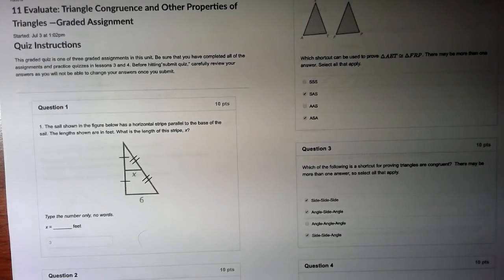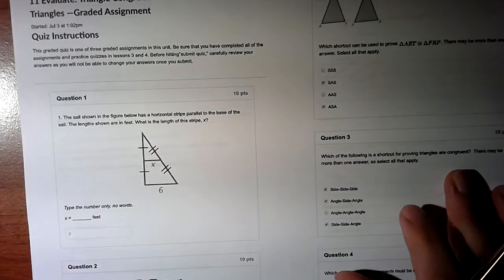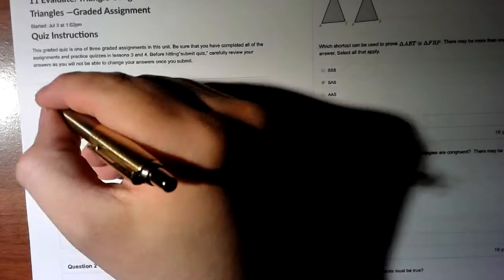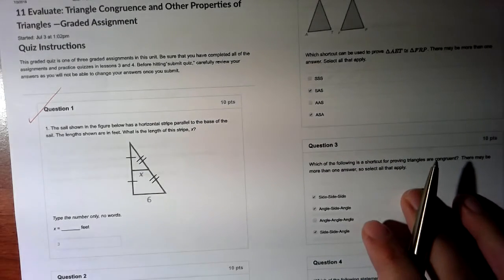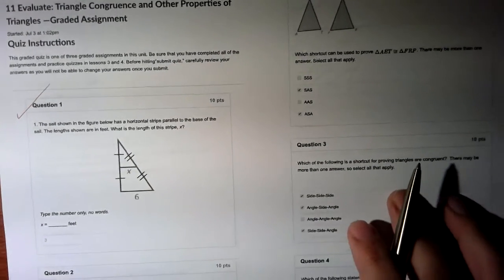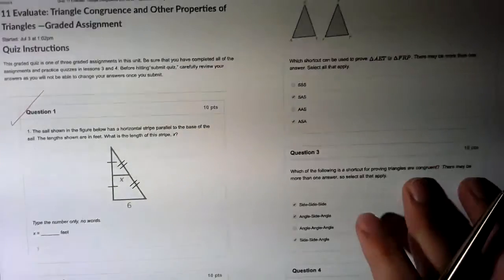Okay, so let's get started on our questions here. So the first one was correct, so I'm going to put a check mark. And okay, question 2 is partially correct, so let's go ahead and talk about what's going on in this one.